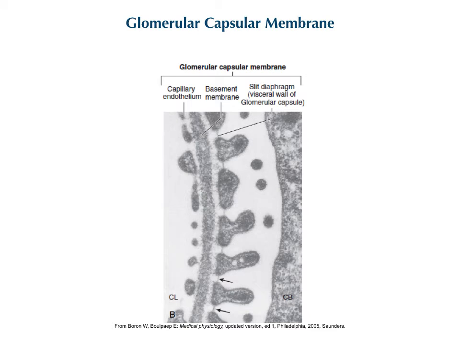And here is another electron micrograph of that same capsular membrane, showing the filtration slits in the capillary endothelium, and then the layer of the dense basement membrane, and then the slit diaphragms in the visceral wall of the glomerular capsule.